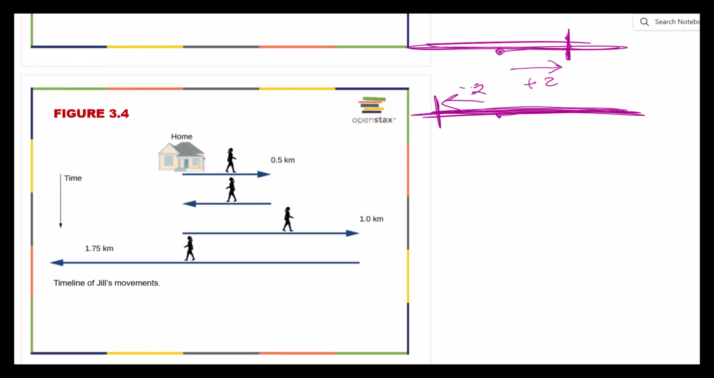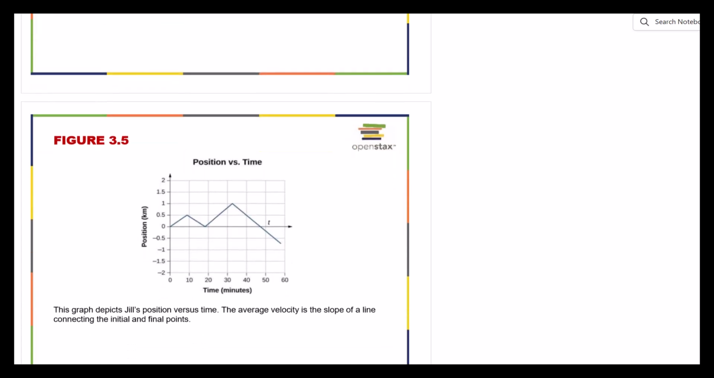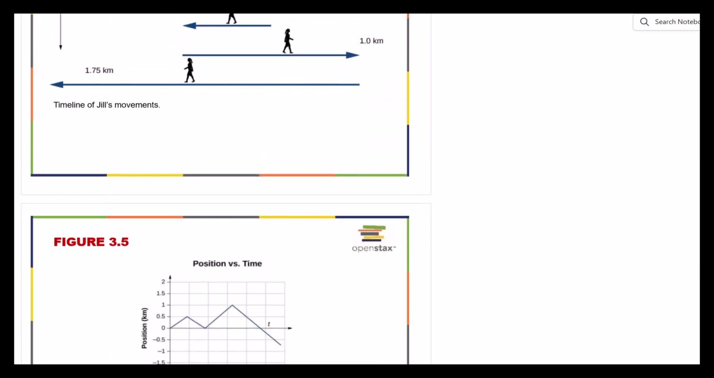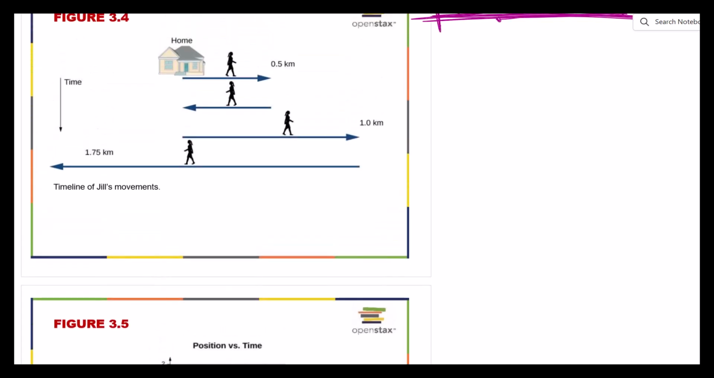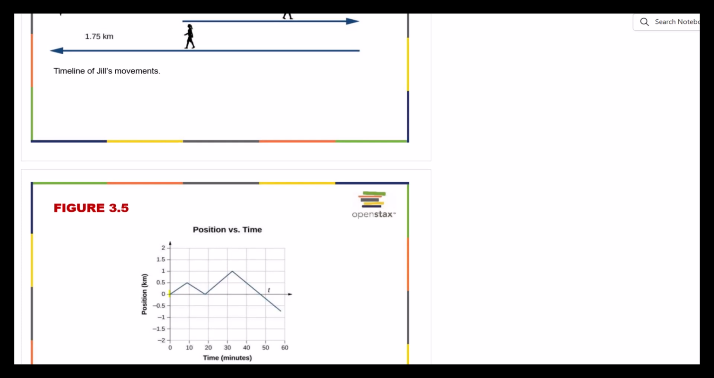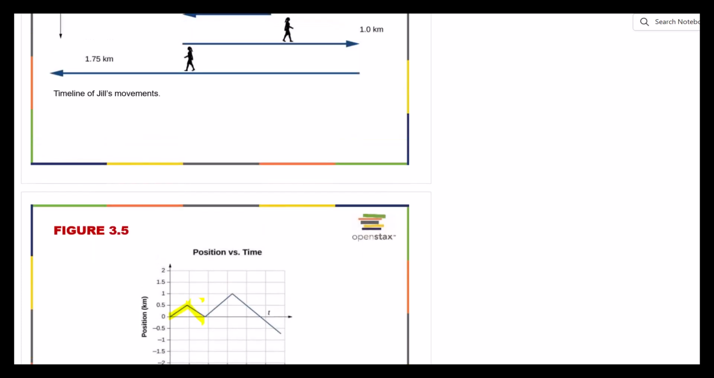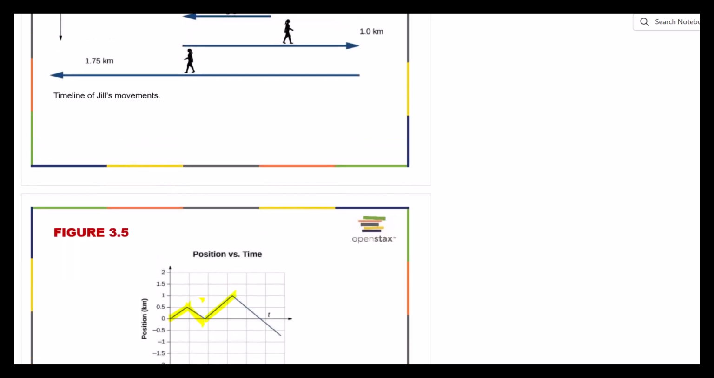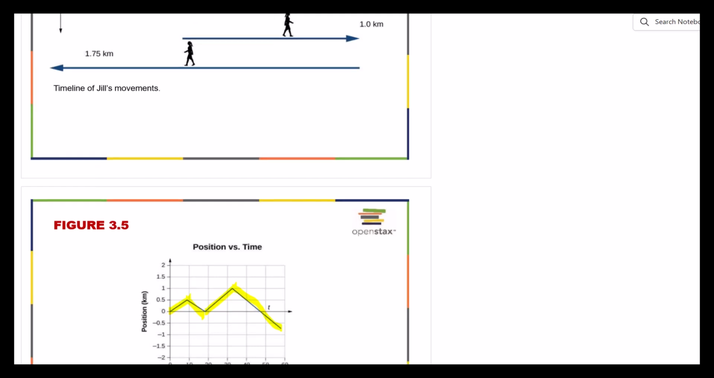Now, this is what this is talking about. So, timeline of Jill's movement. Jill goes all these different ways. She goes back and forth, and then she goes over, and then she goes back again. So she's going forward 5 and backward 5, or half. Forward a half, backward a half. Forward 1, backward 1.75. Okay, so that's her position versus time graph.